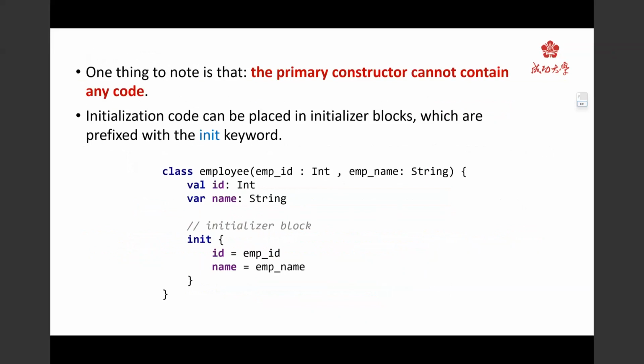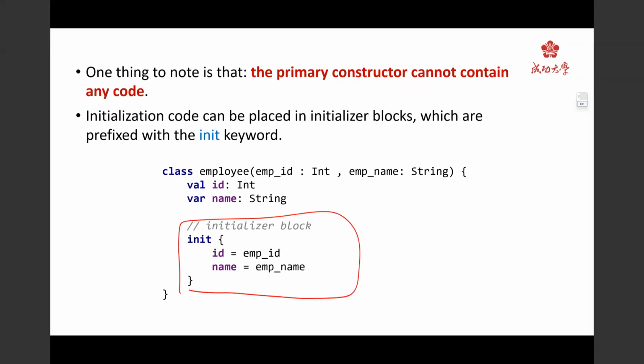How strange is that, right? Again, the primary constructor in Kotlin cannot contain any code. So the purpose of the primary constructor in Kotlin is only for initializing the properties of a class. And because the primary constructor cannot contain any code, the initialization code must be placed in an initializer block, such as this one. This is the syntax for an initializer block.